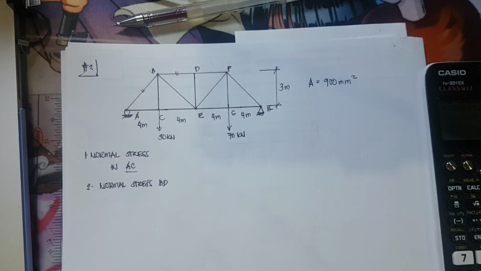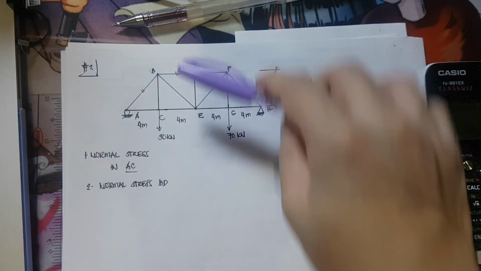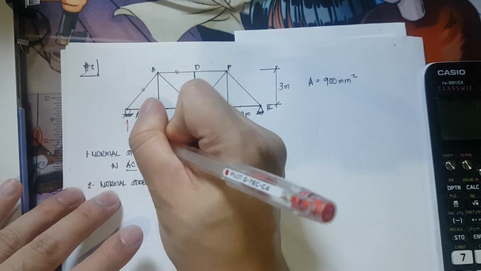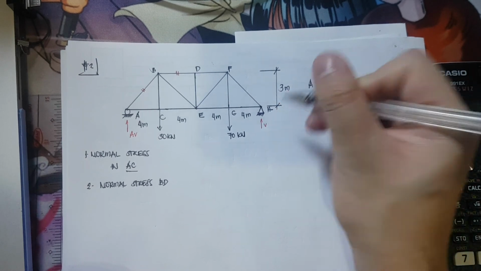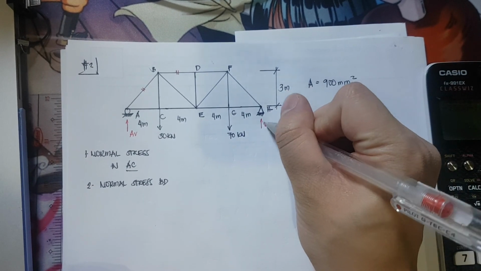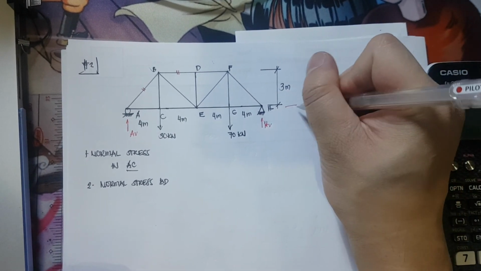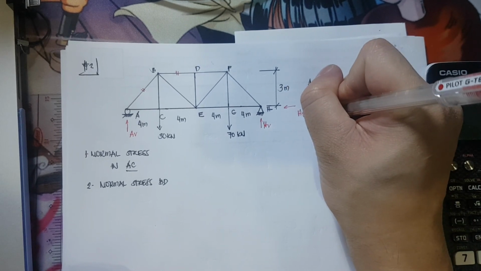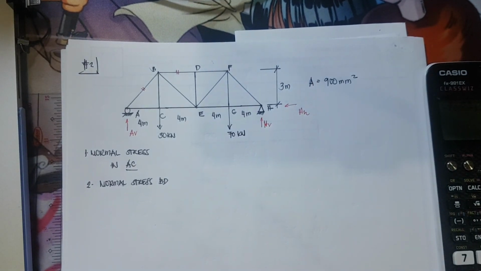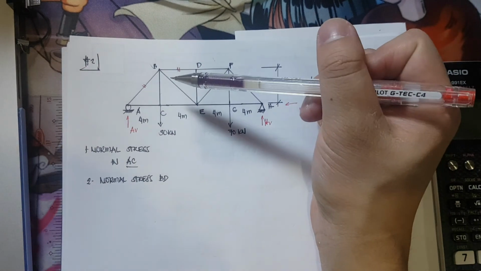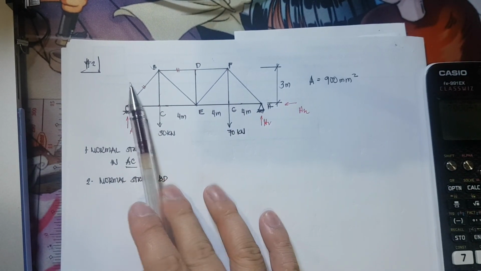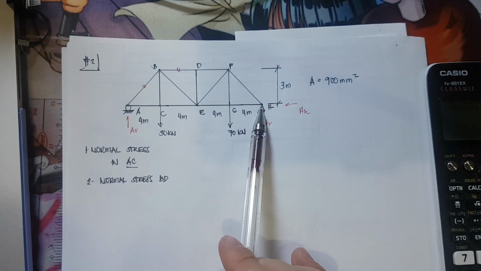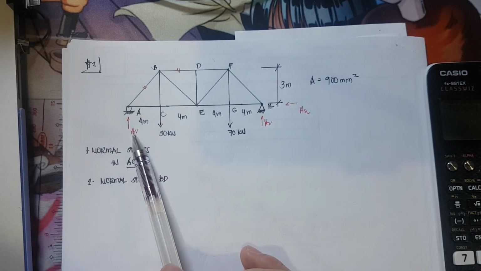So what I need to do first is to solve for the reaction. This is a roller, therefore it will only have one reaction, and that is vertical. This is a pin, so that would be A vertical, H vertical, and H horizontal. Since I'll be focusing on this side of the truss, I'll take my moment at point H, so I can have my A vertical.